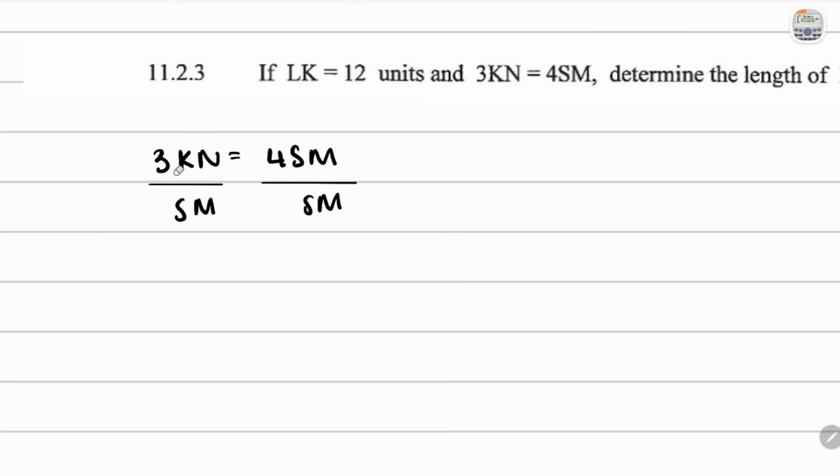And now we'll have KN over SM and these would cancel. We want the numbers to stay on this side, so we have 4 here. The 3 needs to also come this side, so we can divide both hand sides by 3 as well. So this concludes that the ratio they're giving us is KN over SM is equal to 4 over 3.